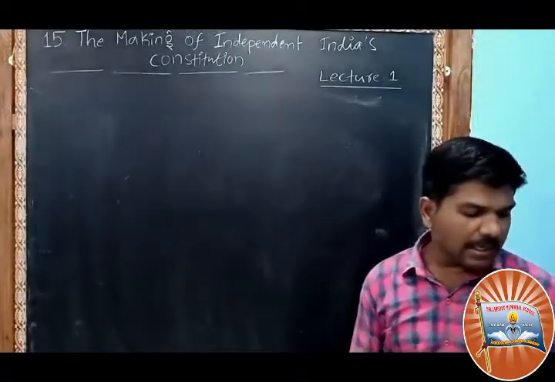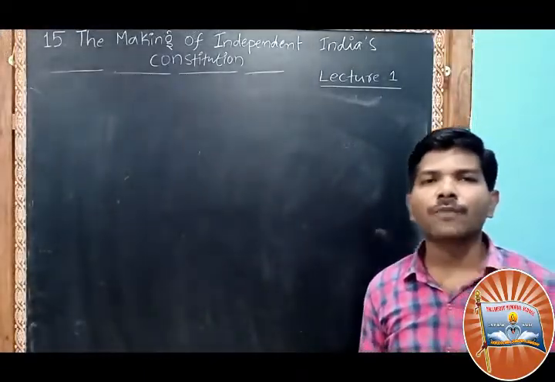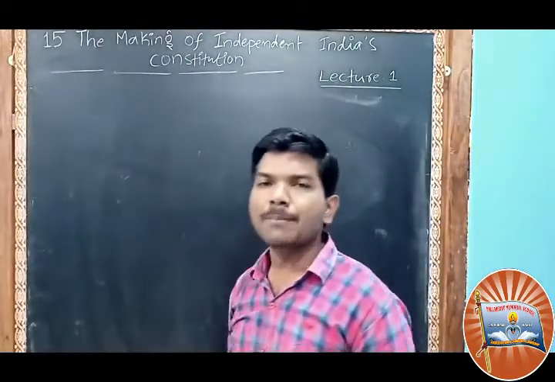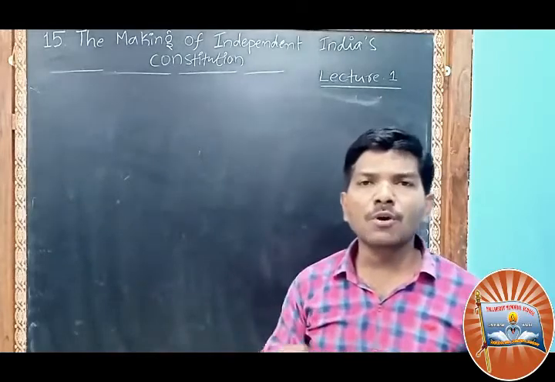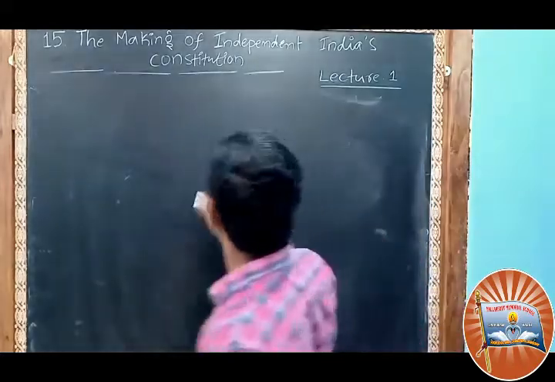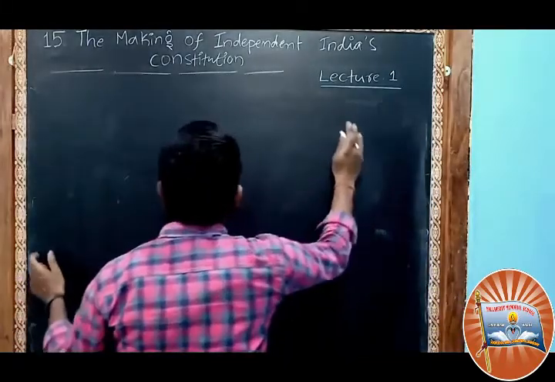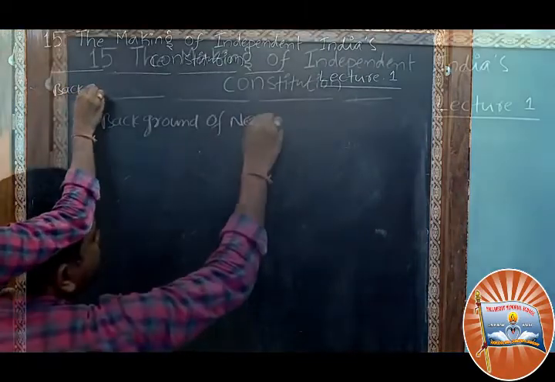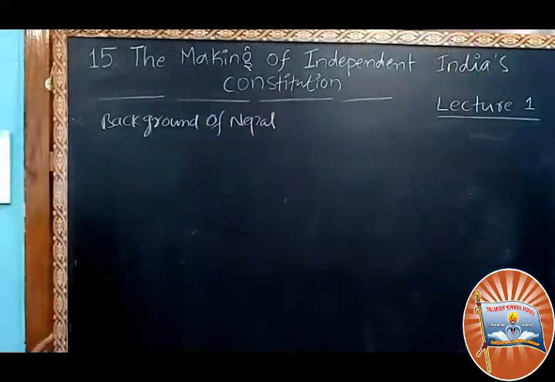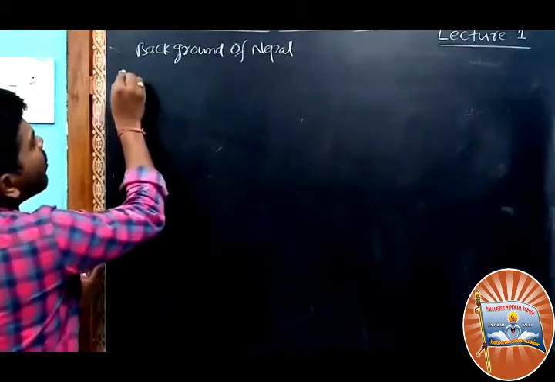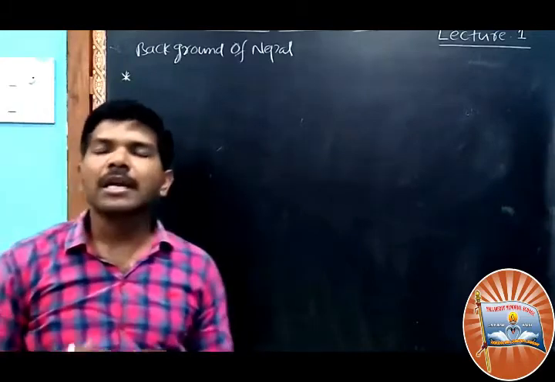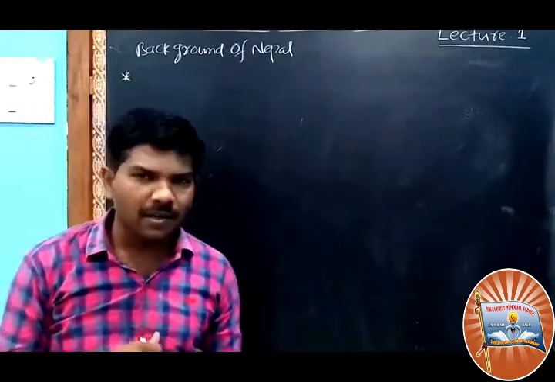Yeah, let's start with the background of Nepal. Just now we saw that the people of Nepal abolished their monarchy. How and why did it happen? Let us see the background of Nepal. Nepal was under monarchy, which means Nepal was ruled by a king.